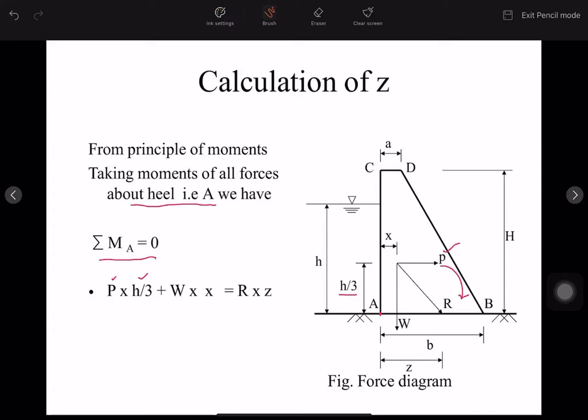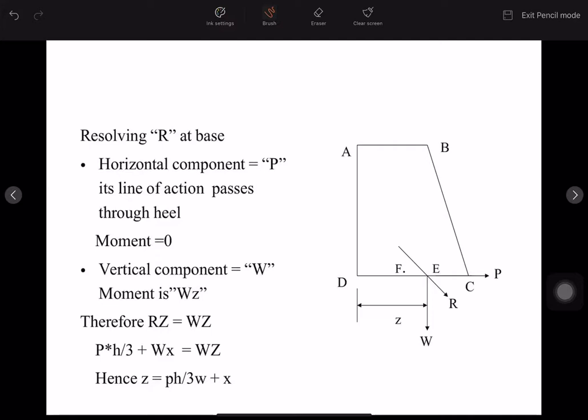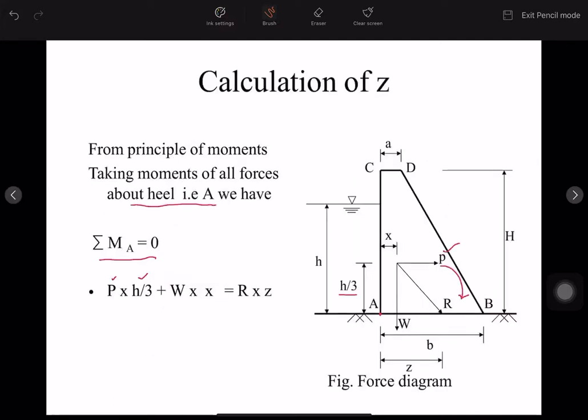And in the same manner, we can write the equation for W. So W into X plus W into X, where this is the distance X, equals R into this distance Z. So these are the moments here.